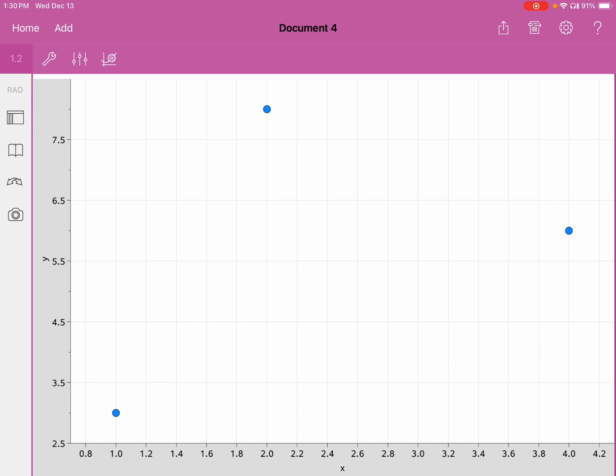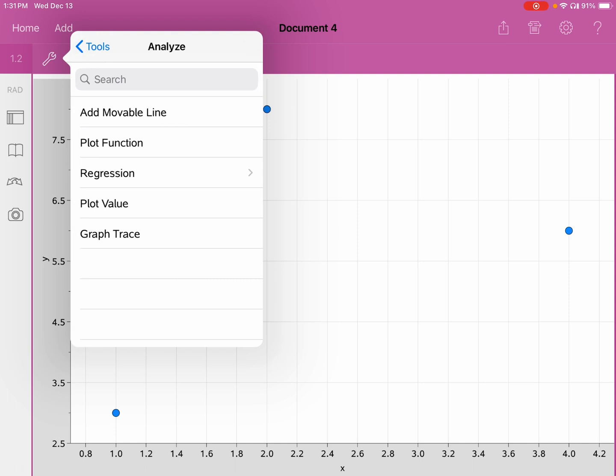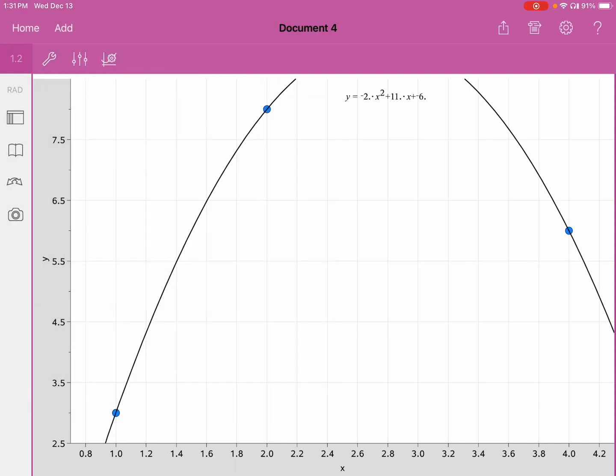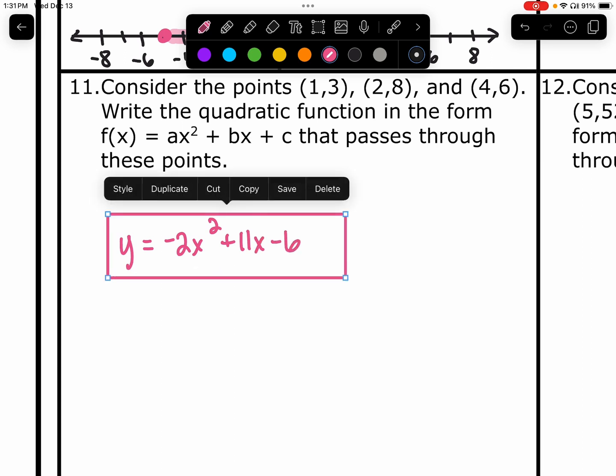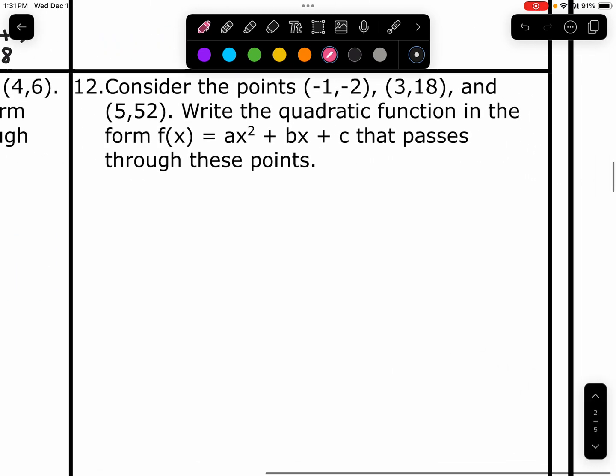Make sure you put X for the X-axis, Y for the Y-axis. And now we're going to analyze this graph with a regression and with a quadratic. And there you go. There's the equation right there. So that would be Y equals negative 2x squared plus 11x minus 6. Go ahead and try number 12.